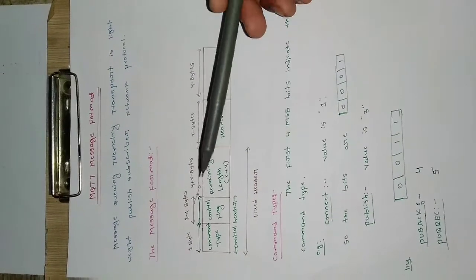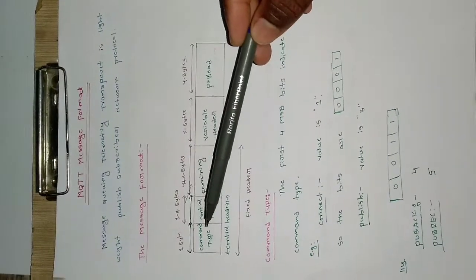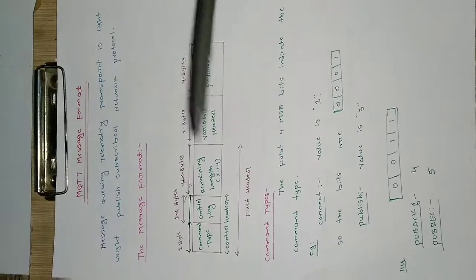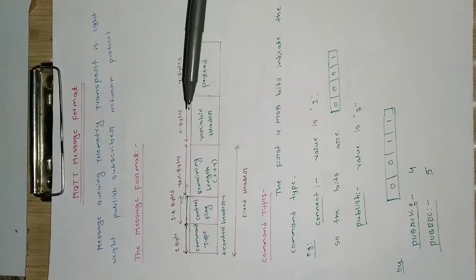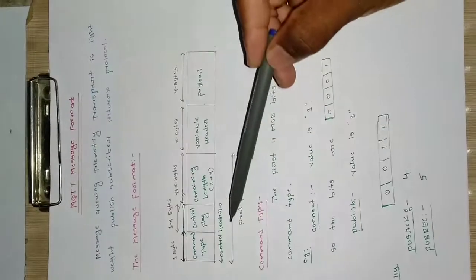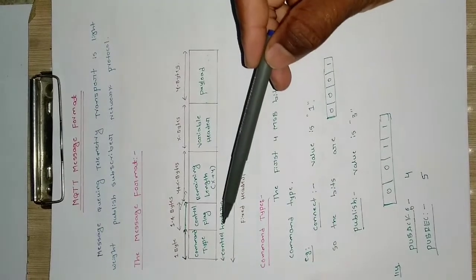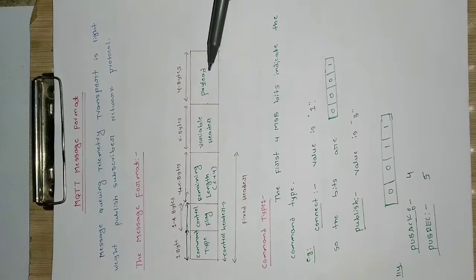The first 2 bytes are again divided: the first byte contains the command type. What is meant by command type and what is meant by control flag we will see in the next slides. So the first 2 bytes form the control header here, and the remaining length is the addition of the variable header and payload.